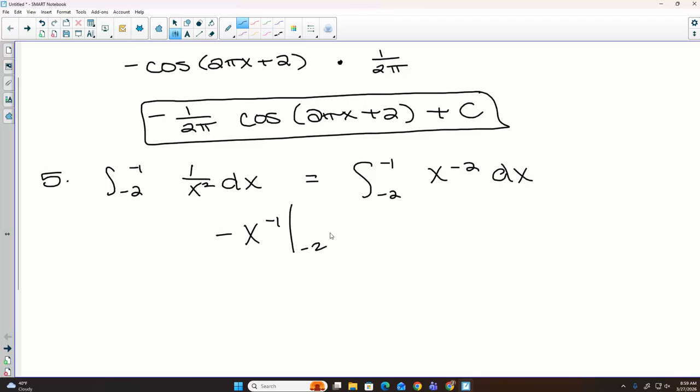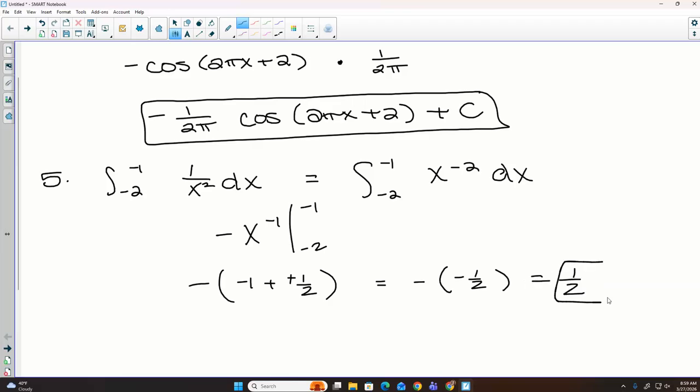We're evaluating from negative 2 to negative 1. All right, negative 1 to the negative 1. So that's just 1 over negative 1. Oops. Minus, if I put in my negative 2, you get a negative 1/2. So we get the opposite of negative 1/2 or positive 1/2.